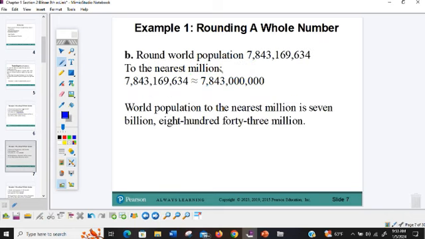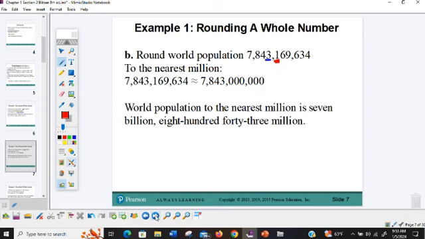Okay, let's look at another one. On this one, we're going to take that number and round it to the nearest million. Ones, tens, hundreds, 1,000, 10,000, 100,000, and then we end up with million right here. So that's the number we're looking at. We are either going to keep the 3 or make it a 4. Look at the number on the right. It is a 1, less than 5. We keep the 3, and all of these turn into zeros.